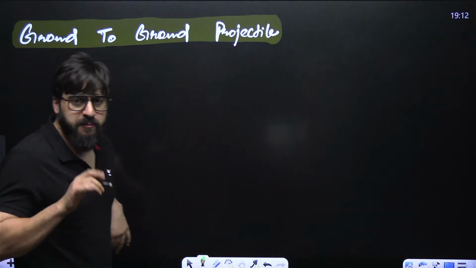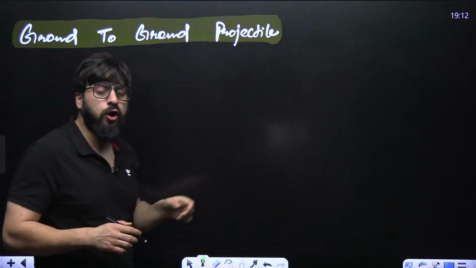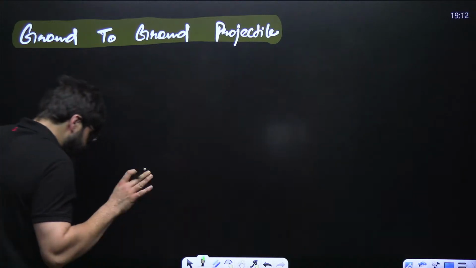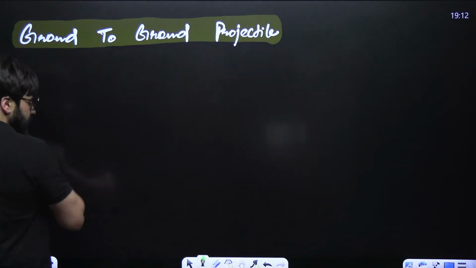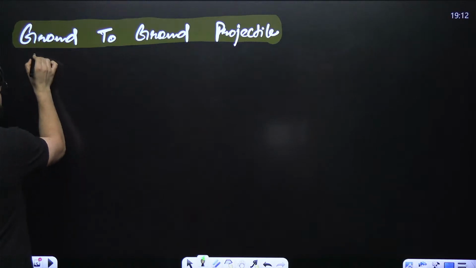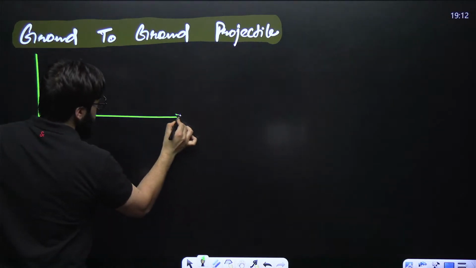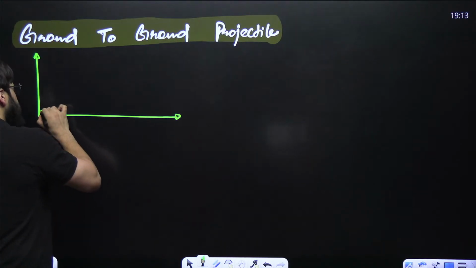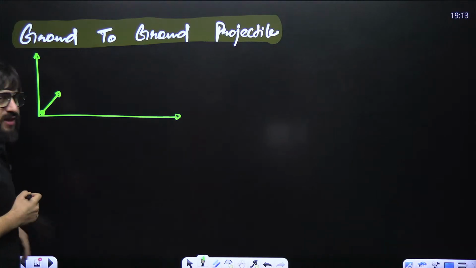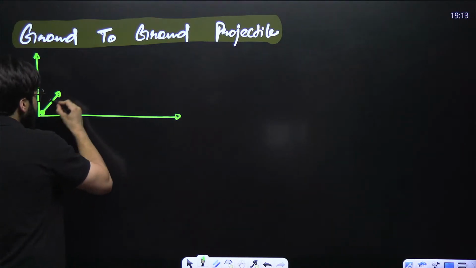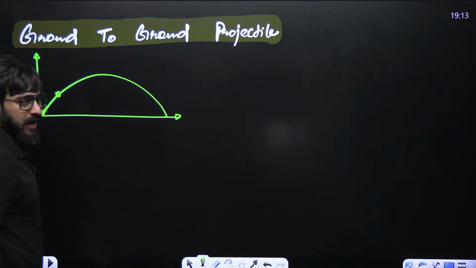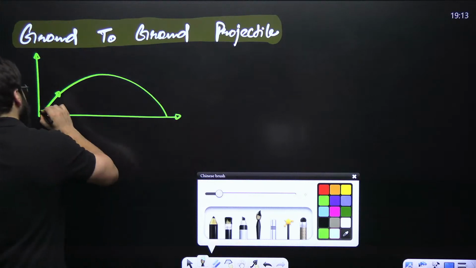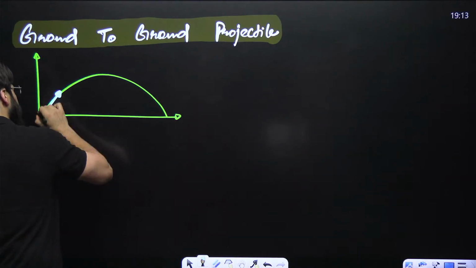Now see, let me tell you, in this particular case the first one we need to talk about is the ground to ground case. What is the ground to ground case? Let me give you the example over here. Let's suppose you are launching an object over here. You are throwing an object something like this, and it will follow this particular path. Guys, understand very carefully.